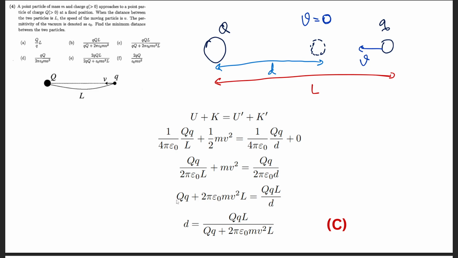We can move the left side to the bottom so that we can find d. So the answer is Q q L over Q q plus 2 pi epsilon naught m v squared L, that is C.